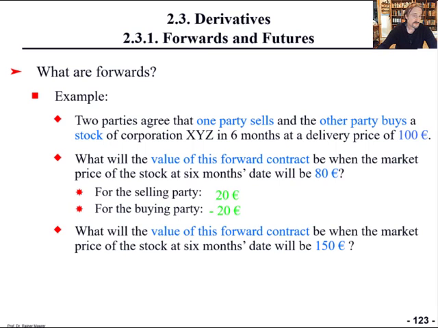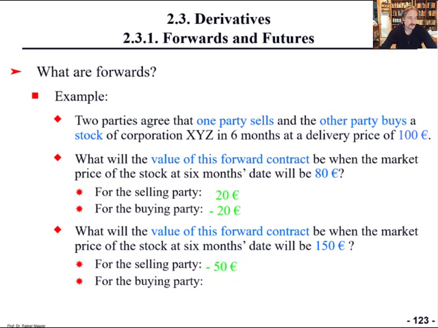Now let's hope that the price of the stock does not decrease but increases to 150 euro. Let's now consider the value of the selling position in this forward contract for the selling party. The selling party has to sell the underlying stock at the delivery price of 100 euro, even though on the market the value of the stock is 150 euro. So this means that the selling party will make a loss of minus 50 euro.